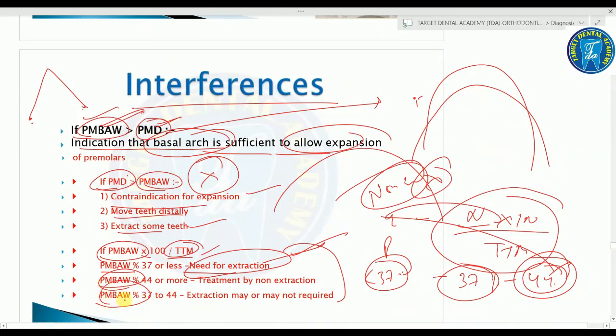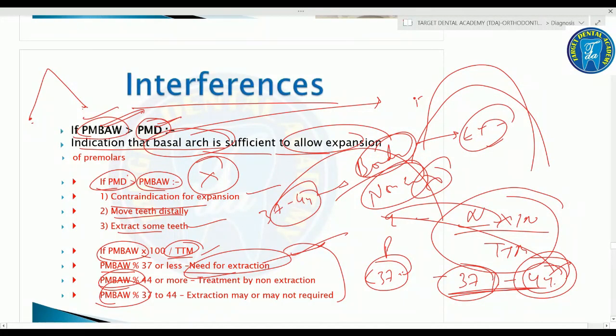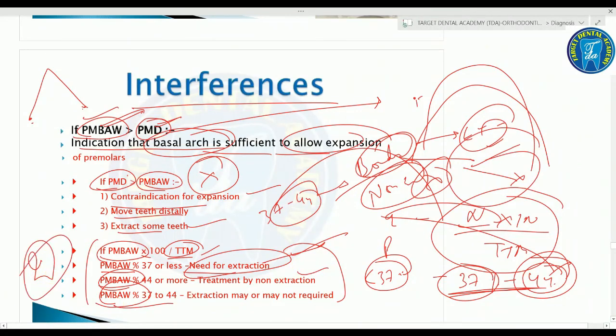And if the ratio lies between 37 to 44%, this is what we call a borderline case. In this case extraction may or may not be planned; the case may go for extraction or for non-extraction. So this is the third one, the borderline case. Important interpretation for your MCQ.